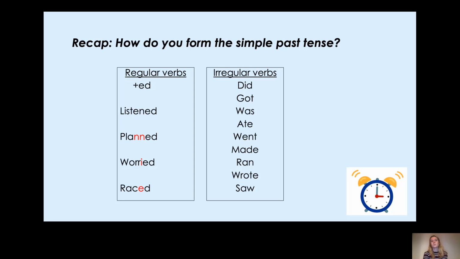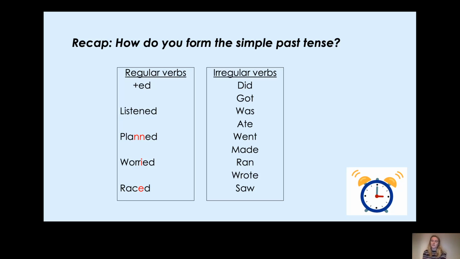Now, these are just some of our irregular verbs. There are lots, but these are the ones that you'll probably use the most. So you've got did, got, was, ate, went, made, ran, wrote, and saw. Now, do you know what did is? What is the verb that has the past tense did? Yes, it's do, isn't it? And what's the verb that has the past tense wrote? Yes, it's write, isn't it? Well done. I know you know these irregular verbs very well from when we did our diary entries.